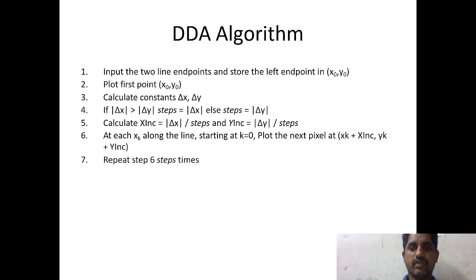That is, first of all, we have to find the starting points, x naught, y naught. Based upon that, we can calculate delta x, delta y. If delta x is greater than delta y, the steps equal delta x, otherwise delta y. Calculate x increment equal to delta x by steps, and y increment equal to delta y by steps. At each xk along the line, starting at k equal to 0, plot the next pixel at xk plus x increment, yk plus y increment. Based upon that, we can draw straight lines using the DDA algorithm.